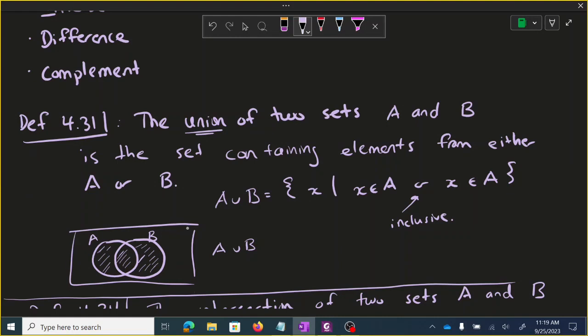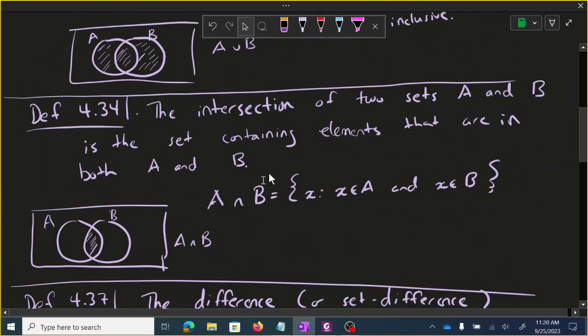So if we have this Venn diagram here, we have our two sets A and B, then we combine them. And basically, it just takes all of the elements of both sets. And that's denoted with A ∪ B, and in set builder notation, it would be x such that x is in A, or x is in B. And that OR is inclusive.